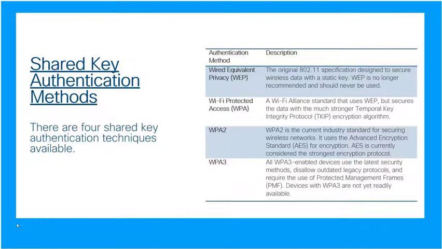WPA2 is the current industry standard for securing our wireless networks. This uses AES encryption, Advanced Encryption Standard. It's currently considered the strongest encryption protocol. Last, we've got WPA3, which is our latest and greatest security method. It disallows outdated legacy protocols and uses PMF, Protected Management Frames. Devices with WPA3 are usually not readily available at this time in the market.